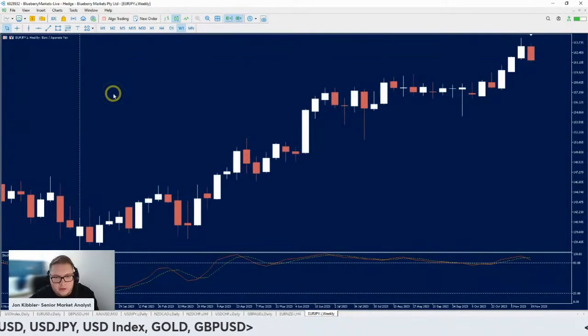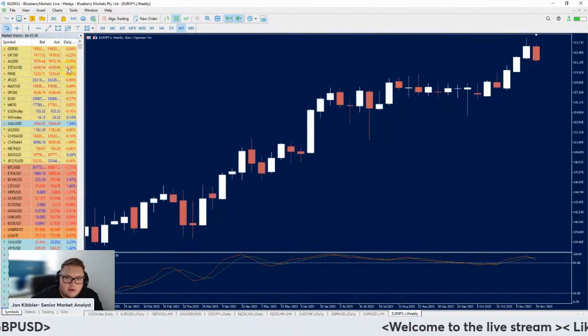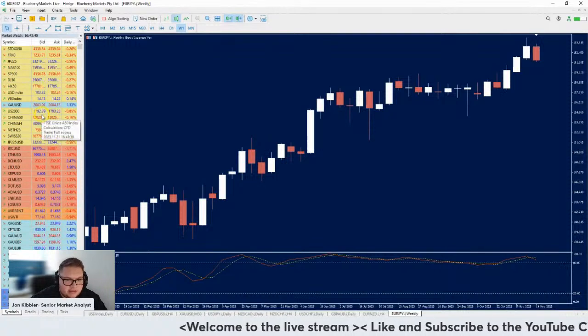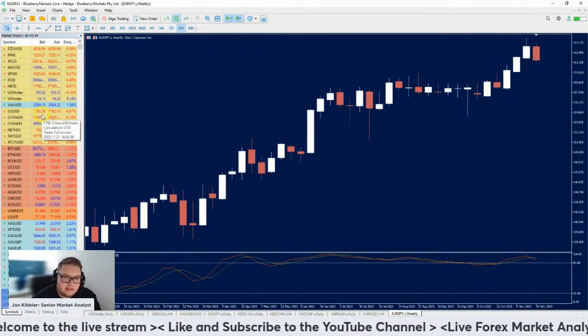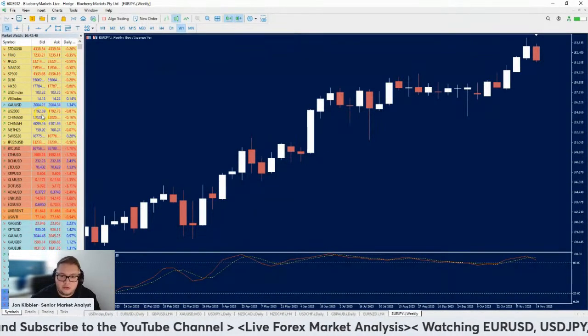And again, you want to look at these in context as well. If I just open the market watch tab here, something that you want to do every now and again is understand what's the driver behind the market. Is it actually the yen, or is it something different? Is it the euro essentially?